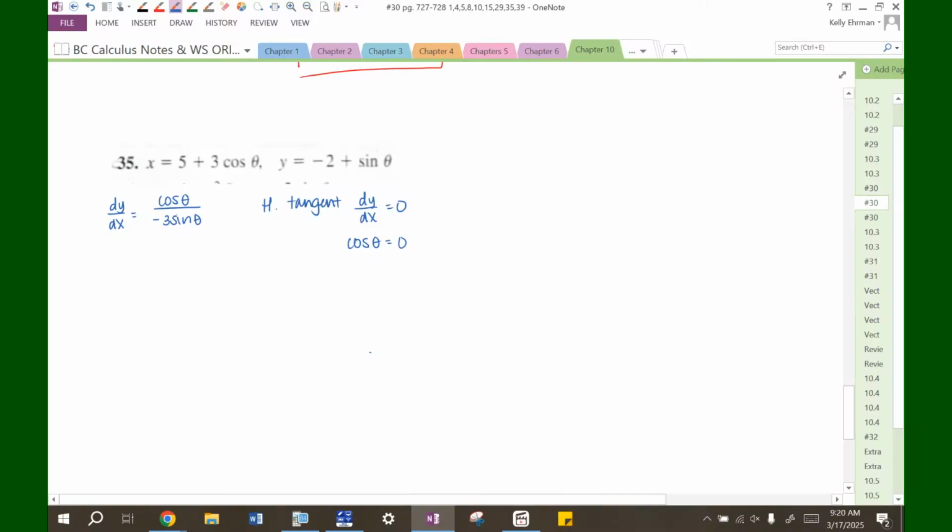And when does cosine equal 0? So I always go from 0 to 2 pi for these so that I can find 2 points. If you go past that, you usually start, say this is an ellipse or something.